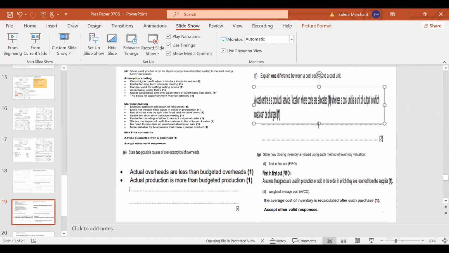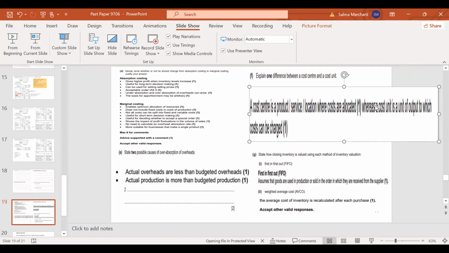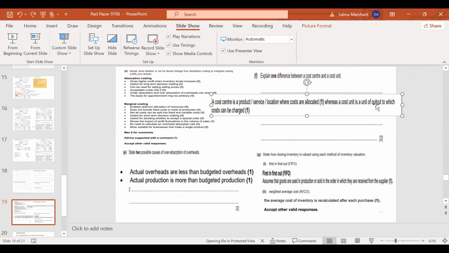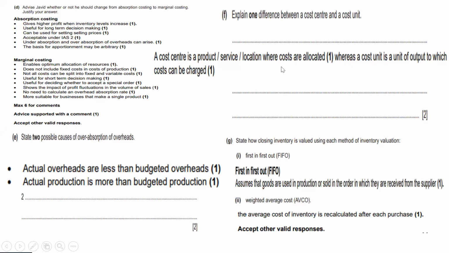Then, how about absorption costing? In marginal costing, you won't need to calculate the overhead absorption rates. It's useful for short-term decision making, but a disadvantage is that it does not include fixed costs. What is your advice? My advice is to use absorption costing because not all costs can be split up into variable costs and fixed costs, and absorption costing is useful for long-term decision making, so it can be useful in the future as well.